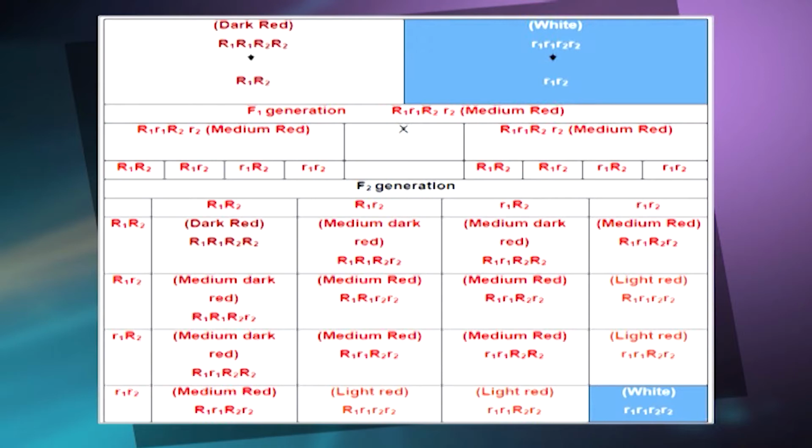In the F2 generation, the grain color in wheat results in the genotypic ratio 1:4:6:4:1, and the phenotypes are dark red, represented by all capital R, medium dark red, represented by 3 capital R and 1 small r, medium red, represented by 2 capital R and 2 small r, light red, represented by 1 capital R and 3 small r, and white, represented completely by small r. Similar observations are made in quantitative traits such as yield.